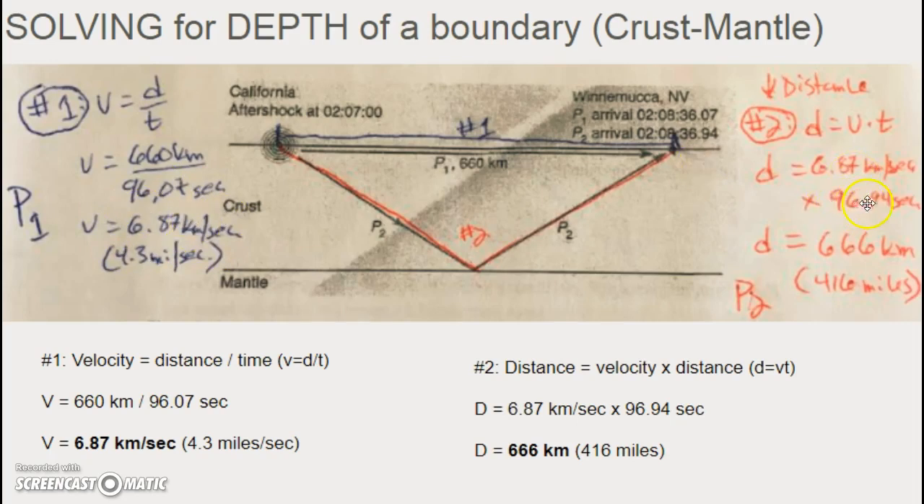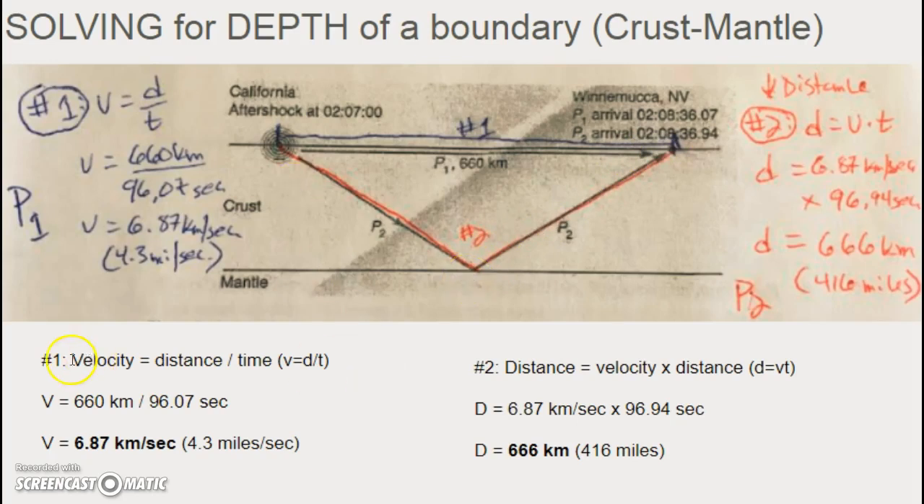However, it took 96.94 seconds, right? A minute, 36.94 seconds to reach it. So it's slightly longer. So you're going to find that it actually traveled 666 kilometers. So it traveled from here to here. It traveled a greater distance. So P2 is going to be 666 kilometers, which if I convert that by dividing it by 1.6, I would find that it's about 416 miles. So slightly further. Remember, miles and kilometers are just different ways of measuring distance.